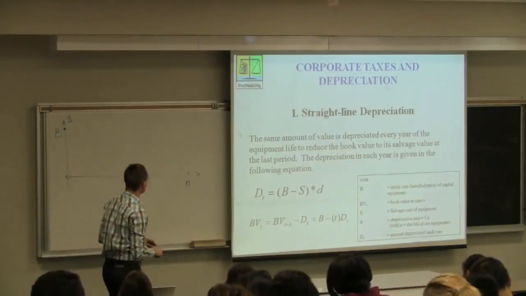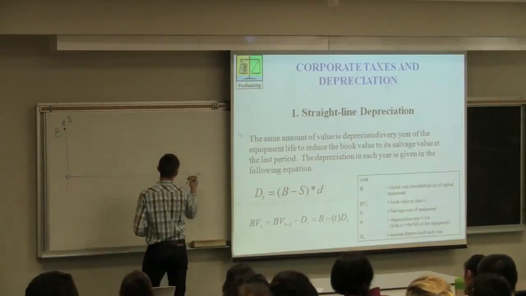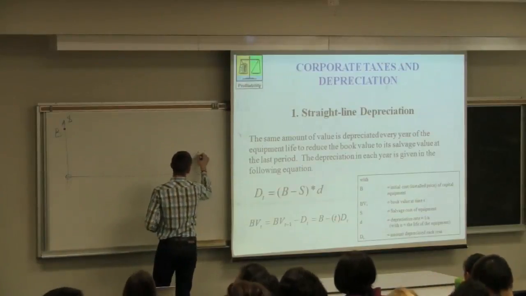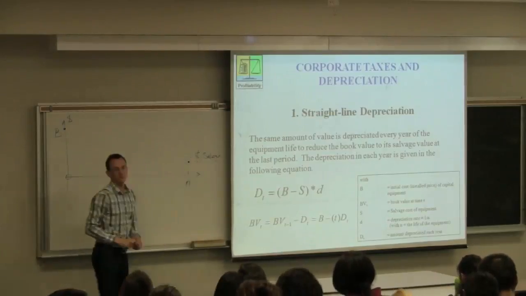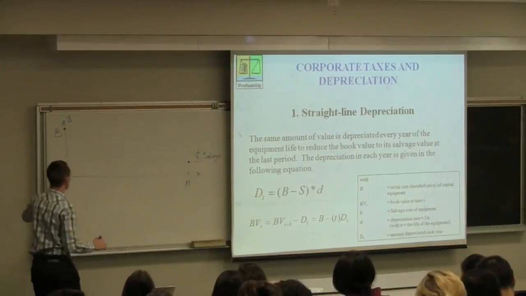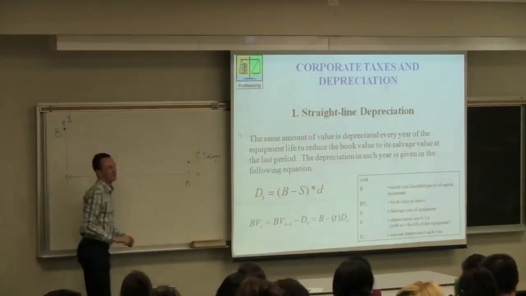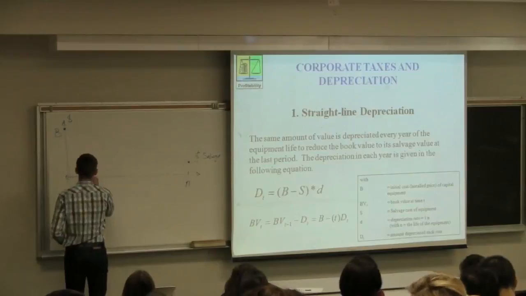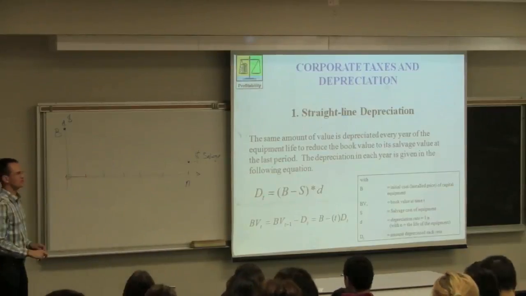The straight line method is exactly what it says: let me decline up to time n. At time n, I may get S dollars salvage for that piece of equipment. In many cases, the salvage value is zero, but let's assume it's non-zero dollars, and the straight line method simply says decline at a straight line rate. So if I've got n years, I decline evenly over those 10 years.